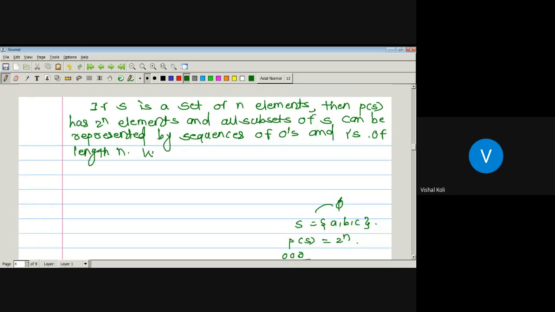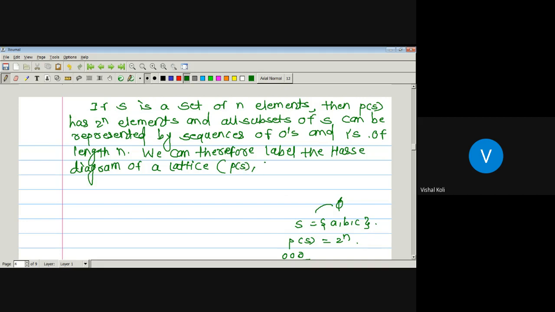So we can therefore label the Hasse diagram of the lattice, the power set of S with inclusion relation, by such sequences.